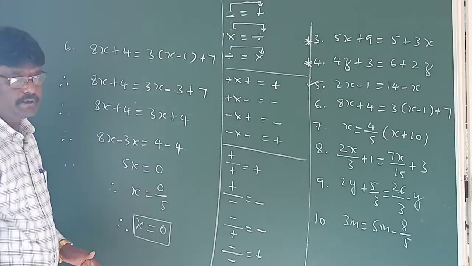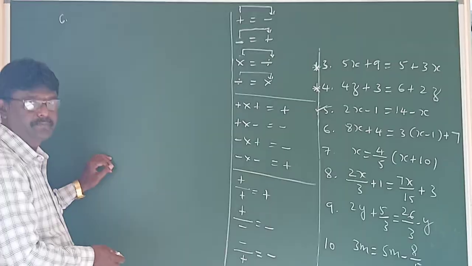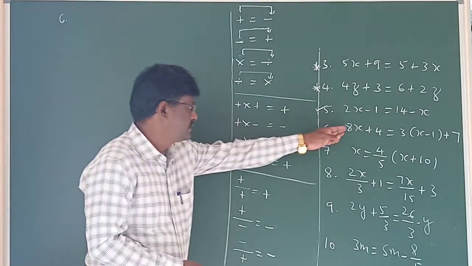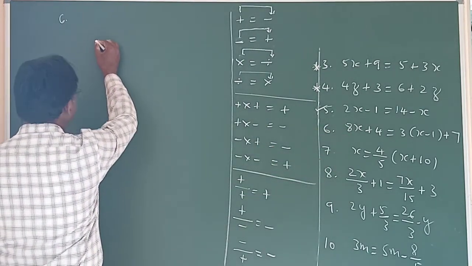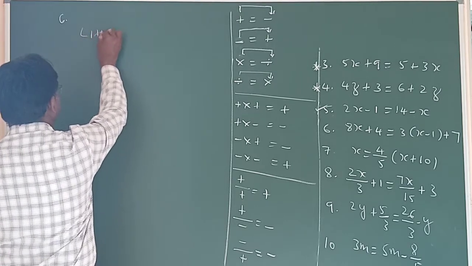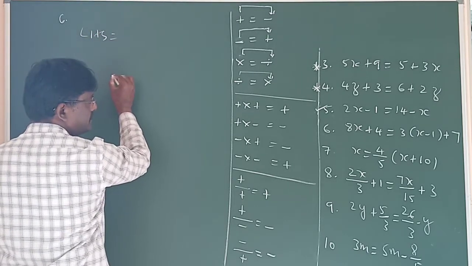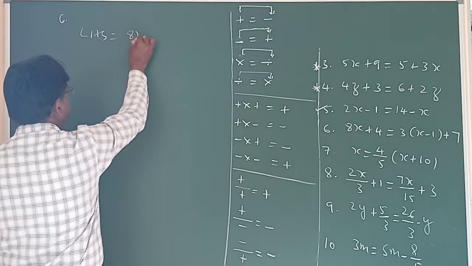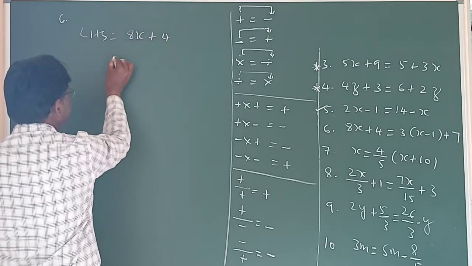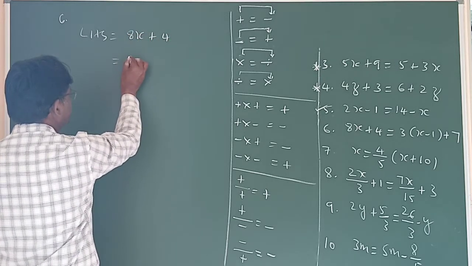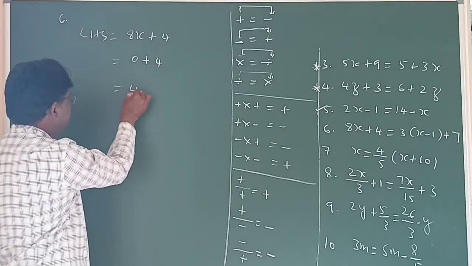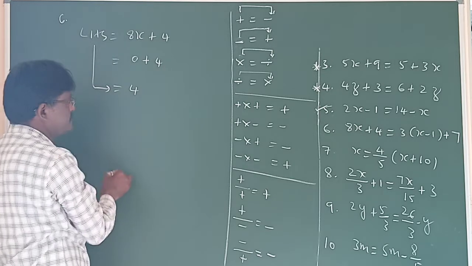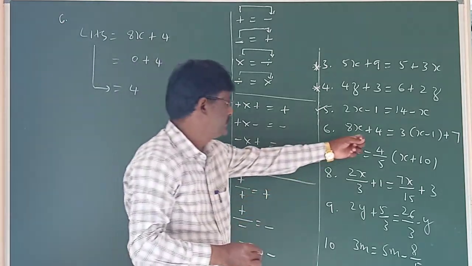Now we shall go for verification. Now we shall verify that sixth one. Answer, we know x is what? 0. Therefore LHS, I will take the sixth one, 8x plus 4. Since x is 0, 8 into 0 is 0. 0 plus 4 equal to what? 4. That is the LHS of equation 6.